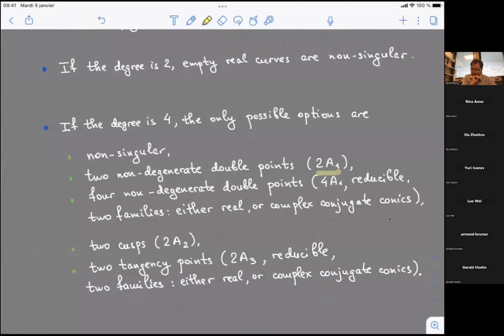So in this case, the quartic is necessarily reducible, and there are 2 deformation families. So our quartic is a union of 2 conics, and these conics are either real or complex conjugate. So it can happen that you have 2 cusps, and you can have 2 tangency points, or 2 points of type A3. In this case, once again, the quartic is reducible, and once again, there are 2 deformation families. So everything is very elementary.